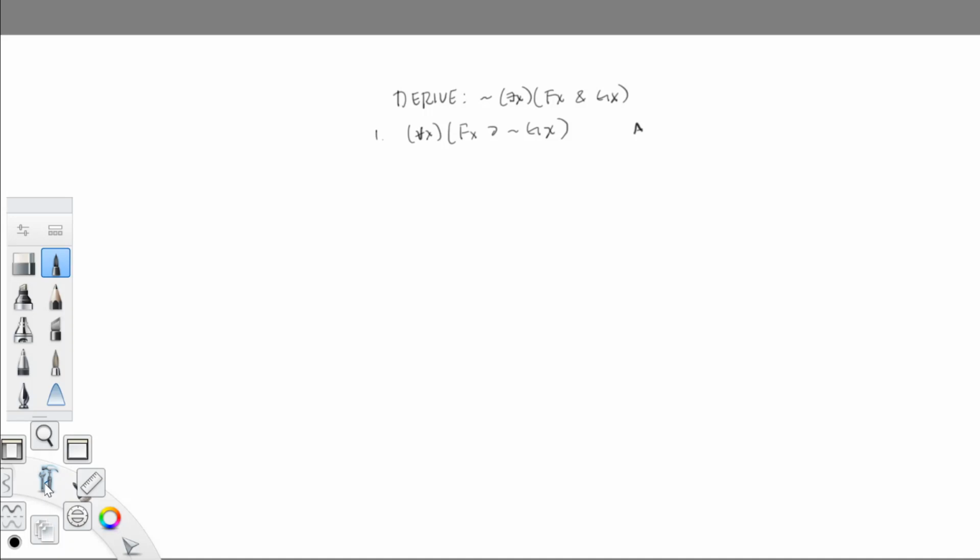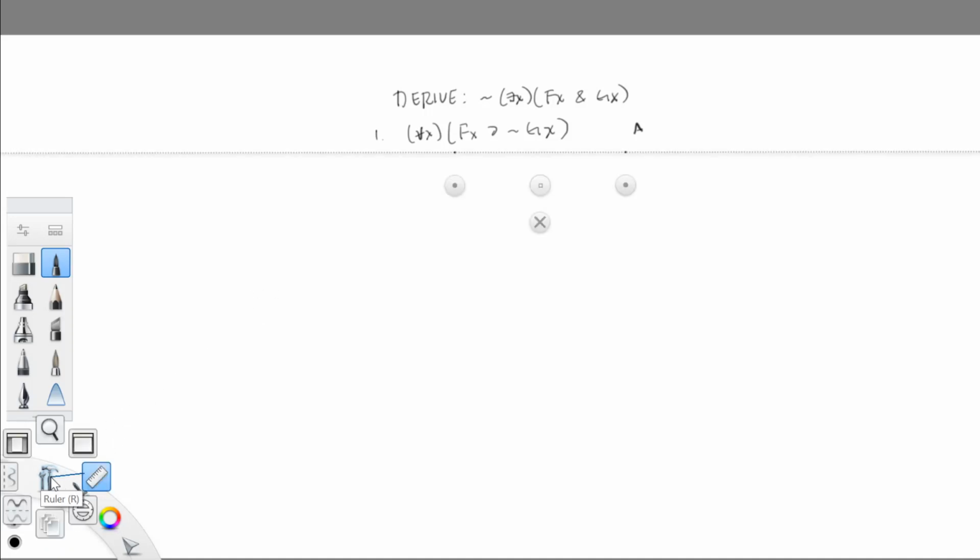Let's say that we're going to derive the negation of the existential from the universal. For all x, if x is F, then x isn't G. And that will be our primary assumption. Let me try once again to draw my scope lines here. That's in a good spot.